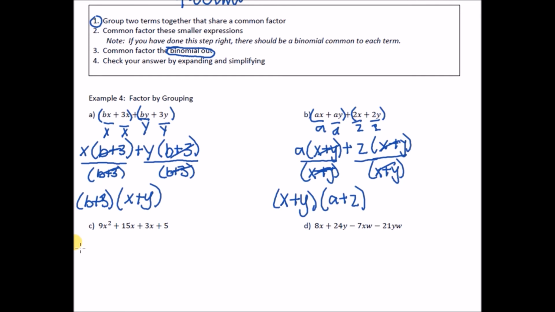Okay, let's go to C. So 9x squared and 15x, we can pull a 3 and an x out of those. So let's group those. And then in the second grouping, I don't see anything, but let's just group them and then see where we go, okay? So let's pull out a 3x. Oh, write a 3a.